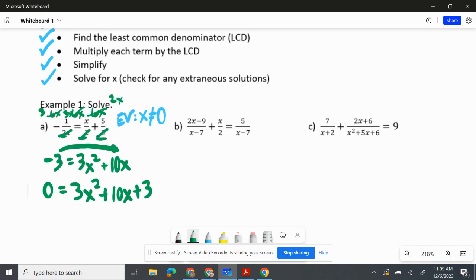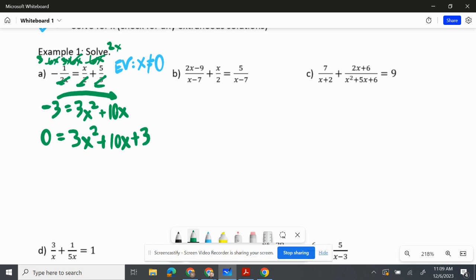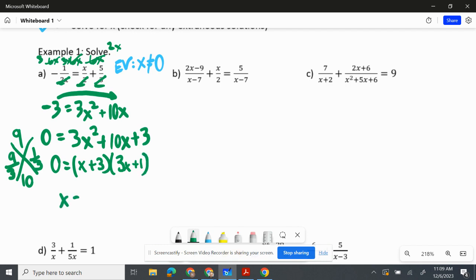And so what I'm going to do is factor this. I'm looking for 2 numbers that multiply together to give me 9 and add up to 10, which would be 9 and 1. Because the leading coefficient is 3, I divide by 3. And so I have x plus 3 and 3x plus 1. And so my answers are negative 3 and negative 1/3.